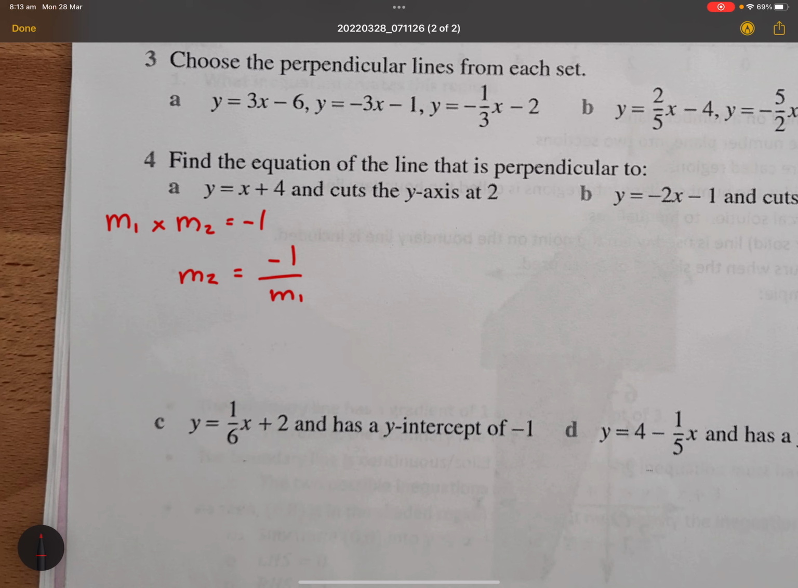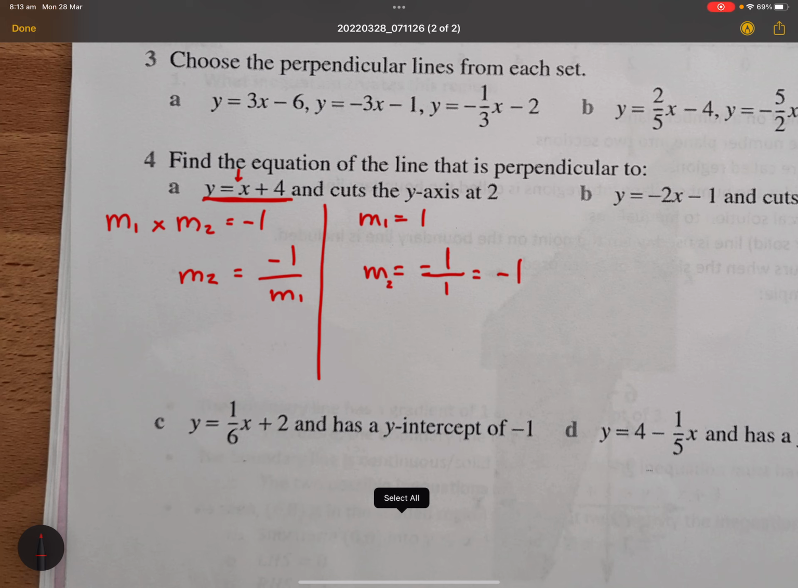So what's the gradient of the first line? Here you have y equals x plus 4. You can tell the gradient is equal to 1. The number in front of the x is just 1 there. So therefore, m1 is equal to 1. So what's m2? m2 is equal to -1 over 1. So that's equal to -1. So that means the gradient of our line has to equal -1.